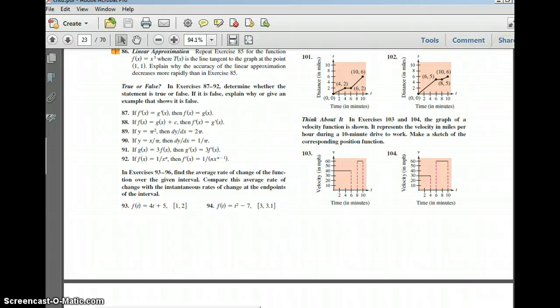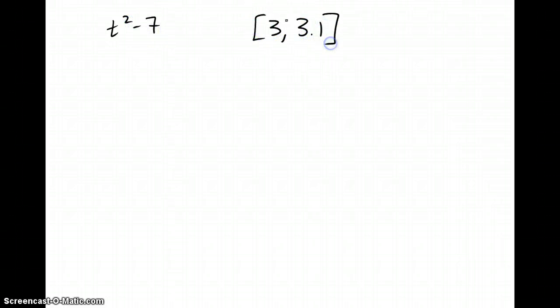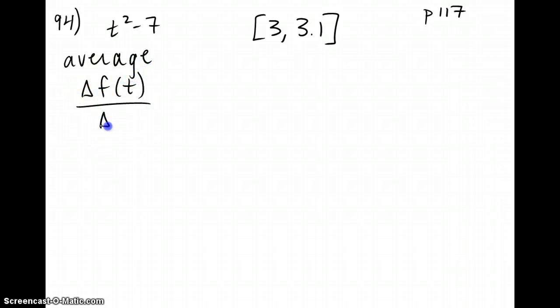t squared minus 7 on the interval from 3 to 3.1. So this is 94 on page 117. Okay. Average, that's the change in the function over the change in time. That's your slope formula.